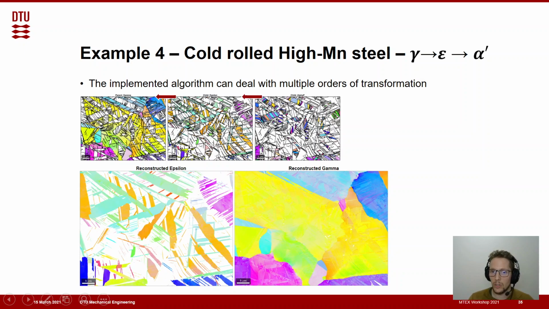So we can go from child alpha phase to epsilon in the reconstruction. This gives us this reconstructed epsilon phase, which looks quite reasonable. And then we can go from this reconstructed epsilon to gamma. And at the end, we can get a reconstructed microstructure that looks quite good, I would say. The algorithm is so flexible that we can go through several steps of phase transition.